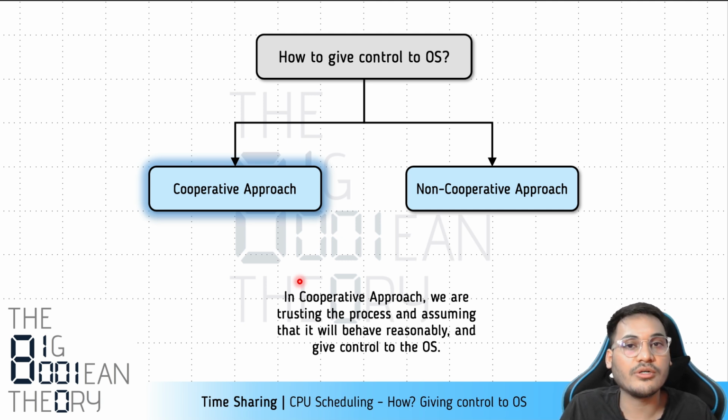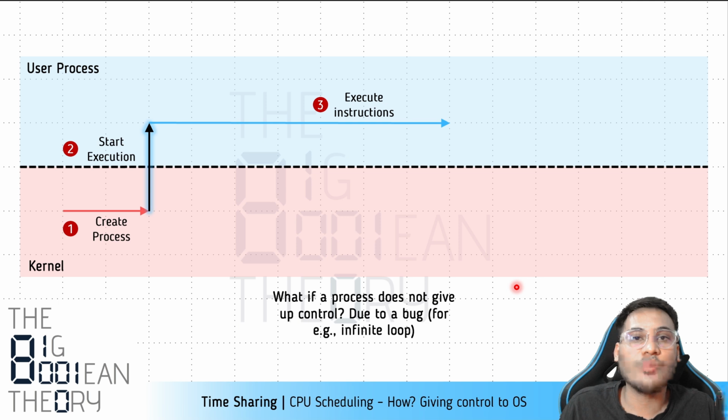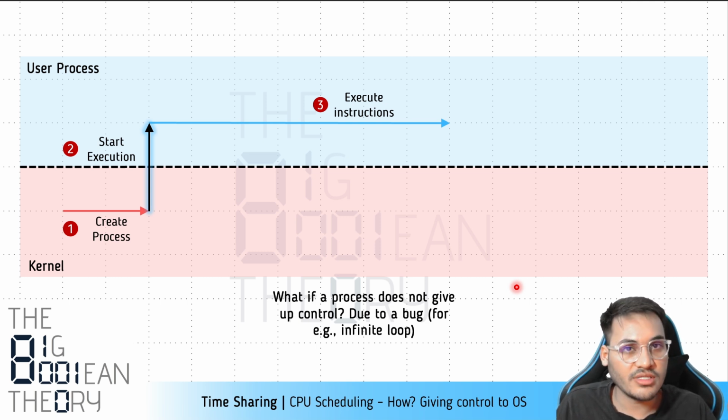So this was about the cooperative approach. And as you can see, we are putting too much trust on the user process. We are assuming that the user process will behave in a reasonable manner, which is a bad idea. Now we'll discuss why this approach does not work, or even if it works, it's not safe, and why we do not use the cooperative approach anymore. So this cooperative approach that we talked about, for transferring the control of the CPU to the operating system, clearly has an issue. We are trusting the user process too much, right?